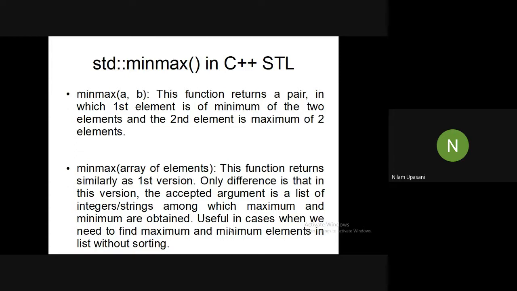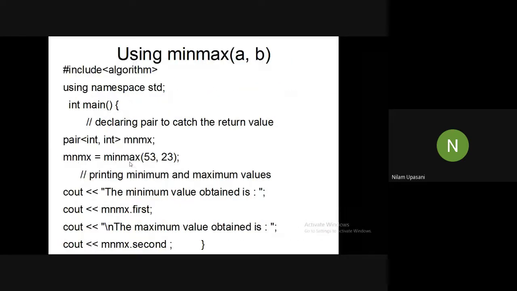Okay, it is useful in cases where we need to find maximum and minimum elements in a list without sorting. So if your list is not sorted and you directly want to find out the minimum or maximum number, in those situations generally this min max algorithm is used. So this is the example.